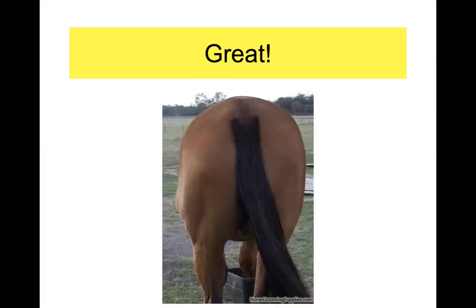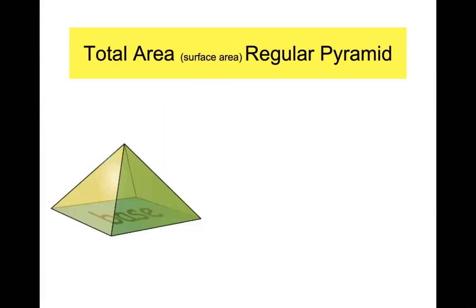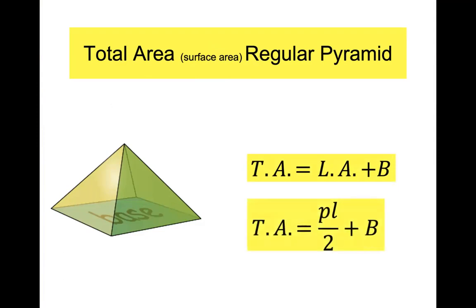Great. The catch here is that that's not the total area, because the total area would need to include the bottom, and the bottom is a base. So if you remember from the previous lesson, the base area is a capital B. So lateral area plus B, but wait a minute, we just figured out the lateral area was PL over 2. So there on the bottom, drum roll please, that is the formula.